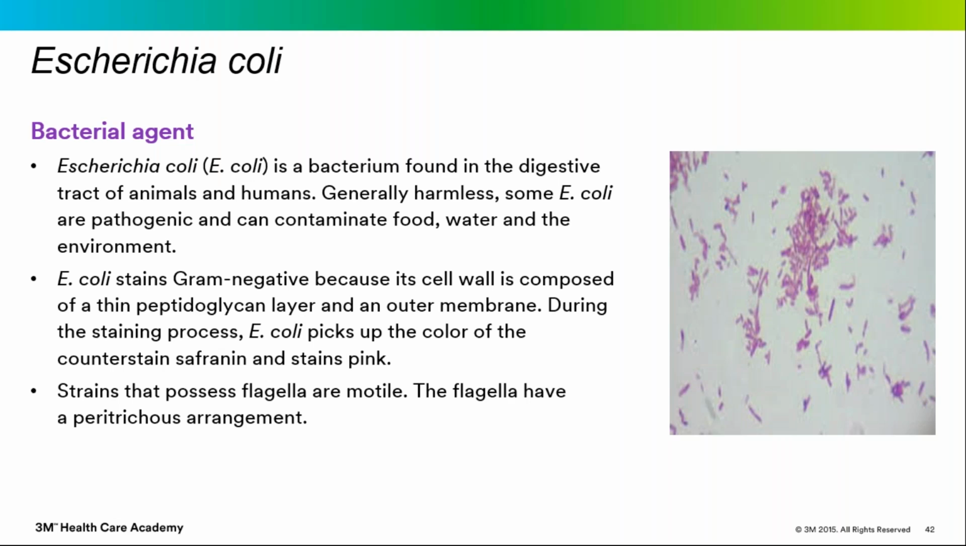E. coli stains gram-negative because its cell wall is composed of a thin peptidoglycan layer and an outer membrane. During the staining process, E. coli picks up the color of the counter-stained safranin and stains pink. Strains that possess flagella are motile. The flagella have a peritrichous arrangement.